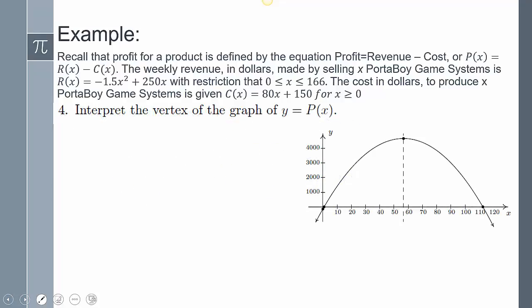Now interpreting the vertex of the graph, y equals P of x. That vertex represents my max or min. And so this value right here, that's going to be the maximum way that I can get my profit. And so this is the maximum profit I can achieve.